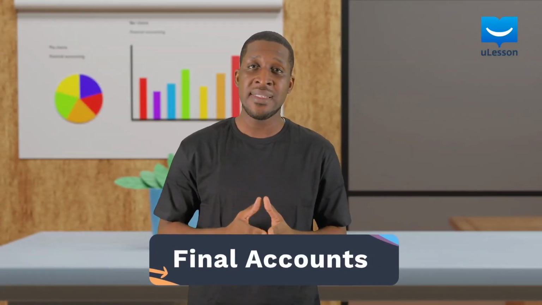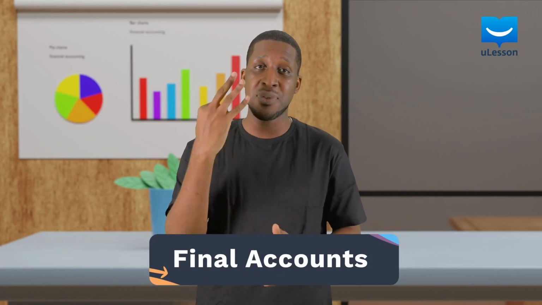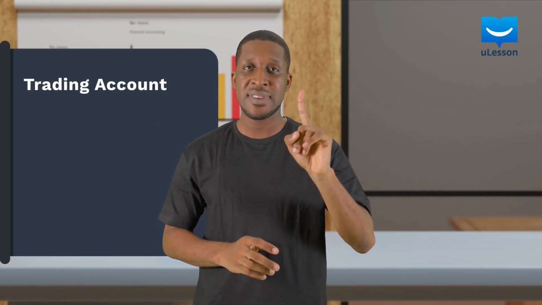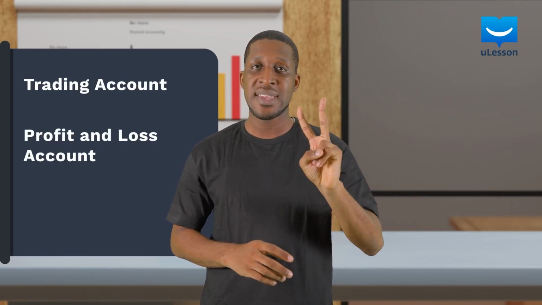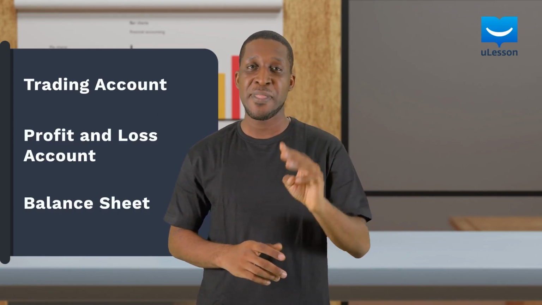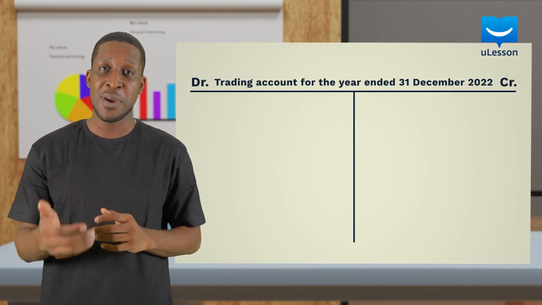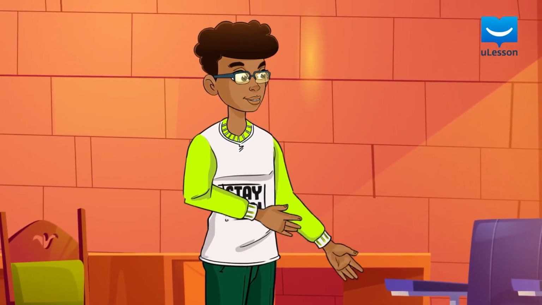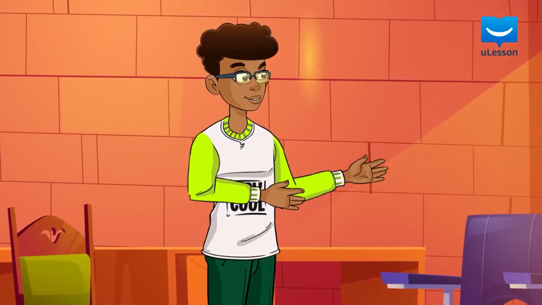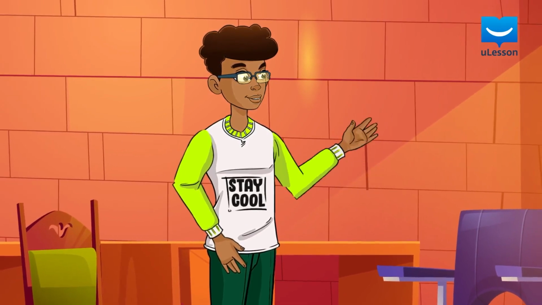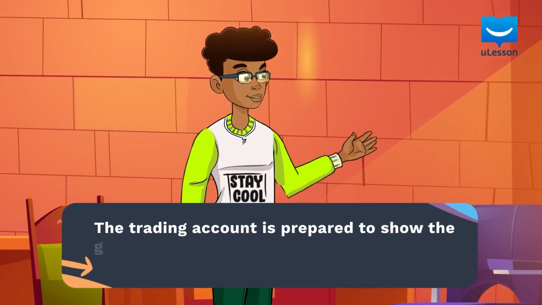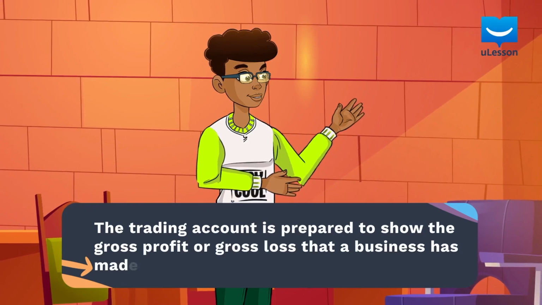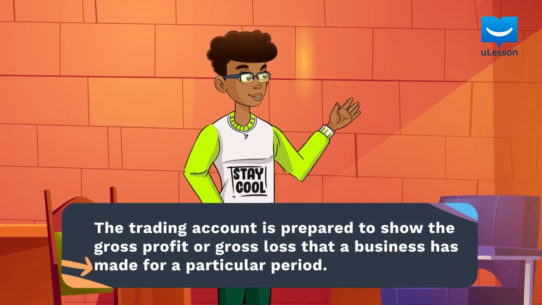These are called final accounts and basically consist of three accounts: the trading account, profit and loss account, and the balance sheet. In this lesson, we'll be talking about the trading account, its purpose, and the meaning of the items on it. We'll be using Shei Enterprises, a sole proprietorship business that sells furniture, to better illustrate some concepts of the trading account. The trading account is prepared to show the gross profit or gross loss that a business has made for a particular period.